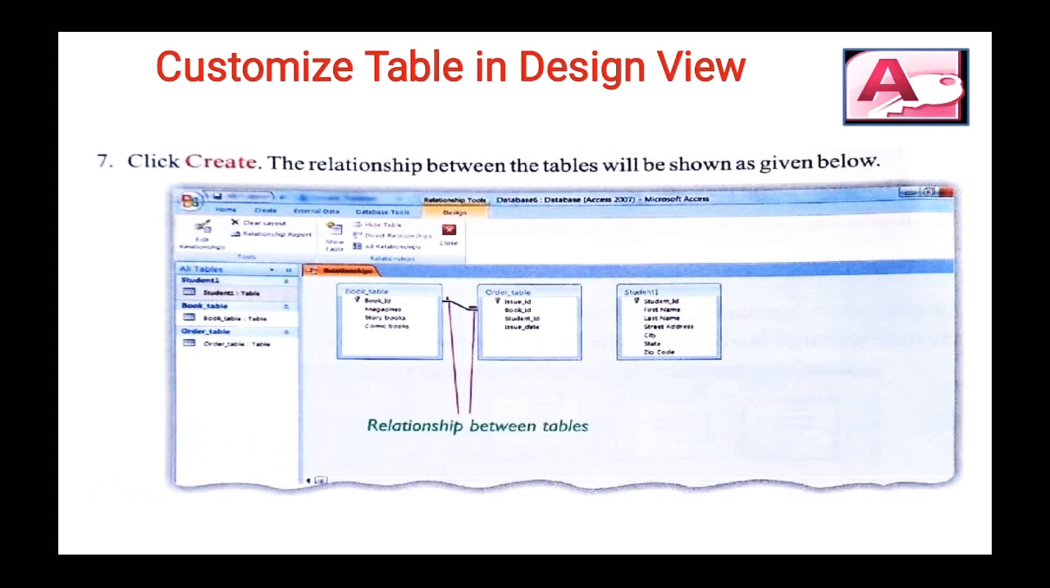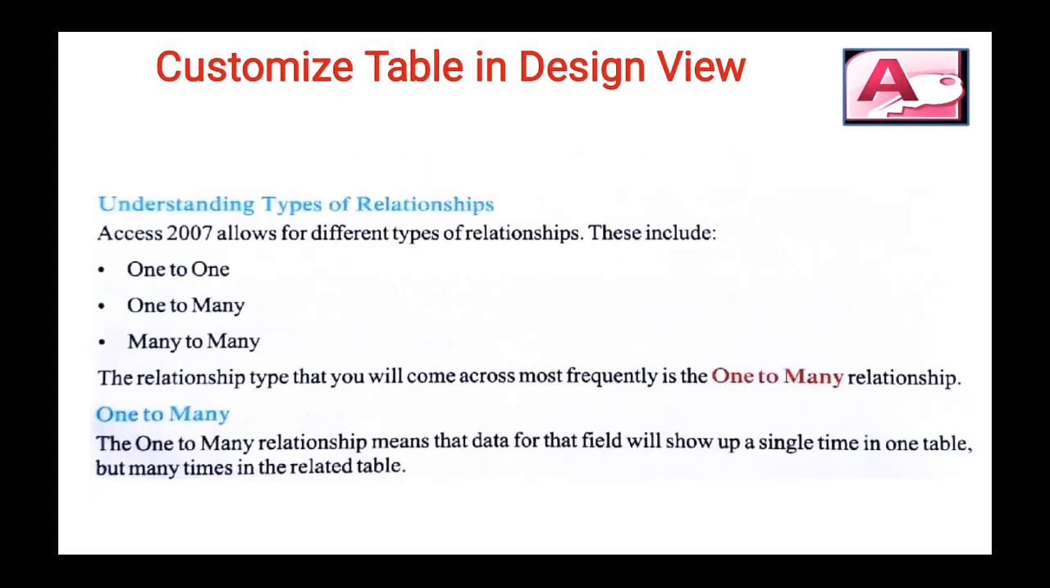Now, understanding the types of relationships. MS Access allows for different types of relationships: one-to-one, one-to-many, many-to-many. The relationship type that you will come across most frequently is the one-to-many relationship. One-to-many means that data for that field will show up a single time in one table but many times in the related table.